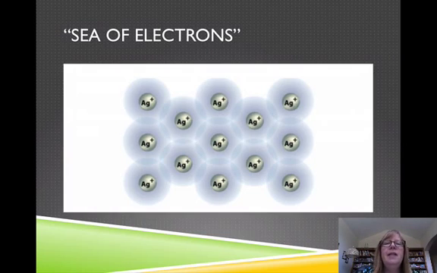And this is kind of a picture trying to show that. So you've got the positive metal ion, silver +1, and then those clouds, or the valence electrons, are just kind of free floating and delocalized.